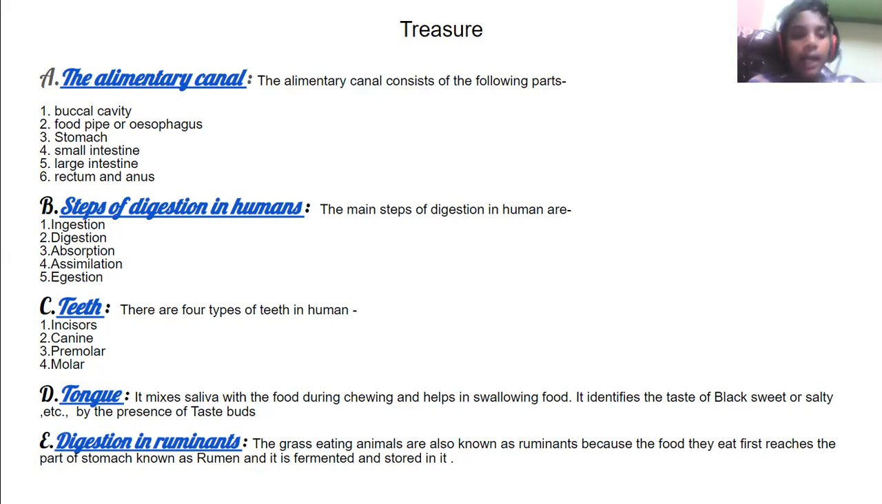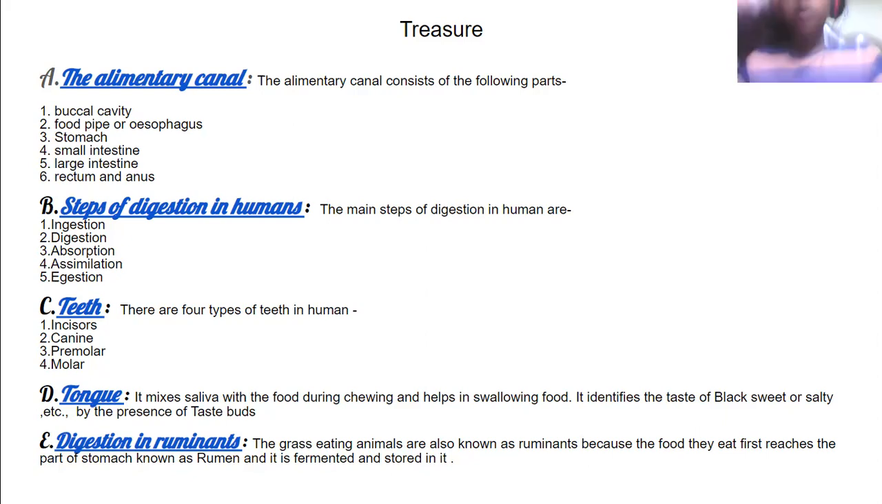Steps of digestion in humans. The main steps of digestion in humans are ingestion, taking food into the body; digestion, the breaking down of the complex substances into simpler substances; absorption, absorbing the nutrients from the broken down food into the body; assimilation, how the body uses these nutrients for growth, reproduction and everything else; and egestion, throwing the waste out of our body.